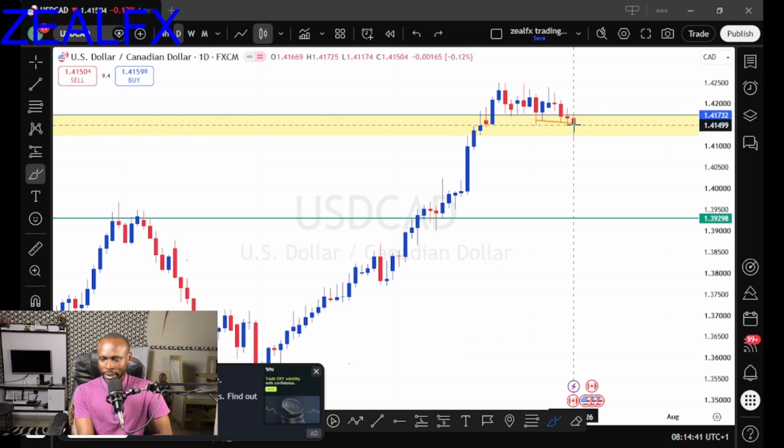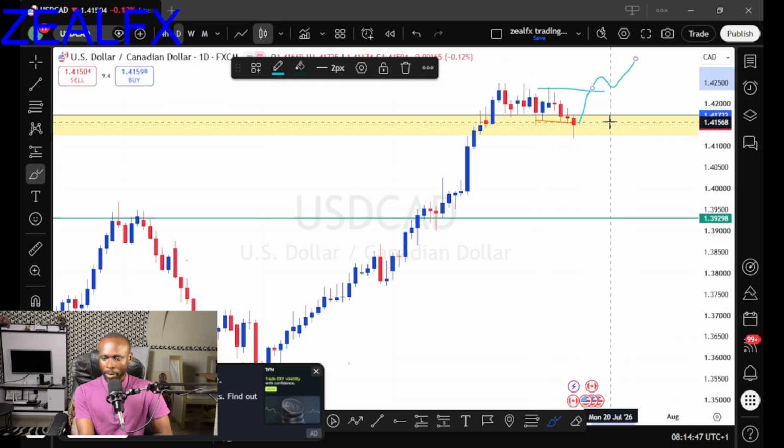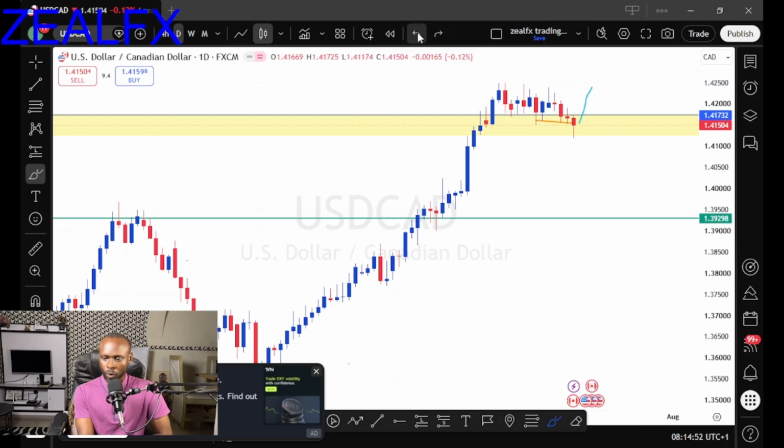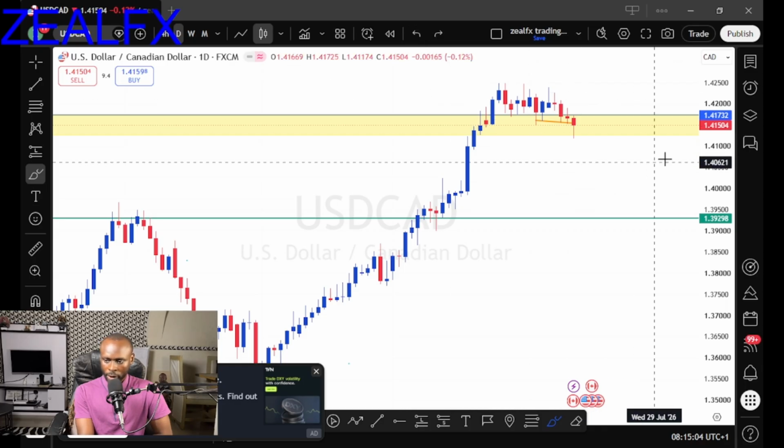This might trigger the next buying opportunity to this resistance level, and a break of this resistance level might trigger our buying to the top for the USD CAD, because this week we are still expecting more buying opportunity for the USD CAD. So expect price to break above this high, then wait for a test or start looking for the buying opportunity for the USD CAD.